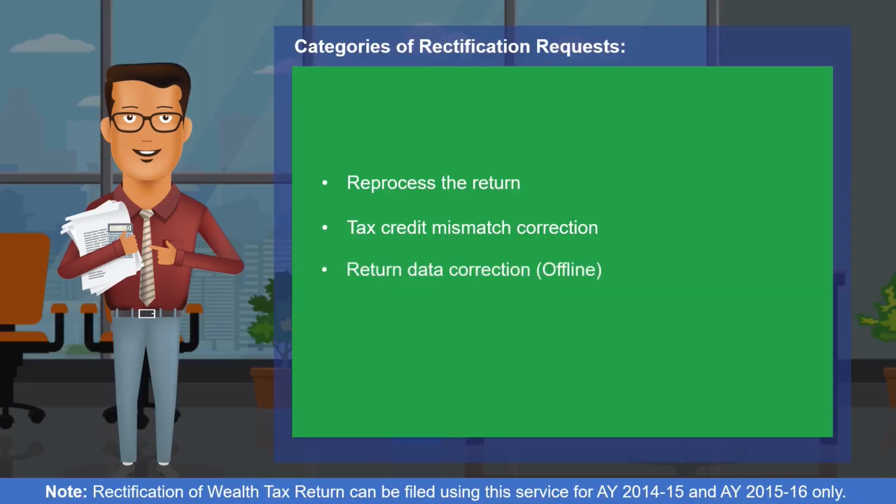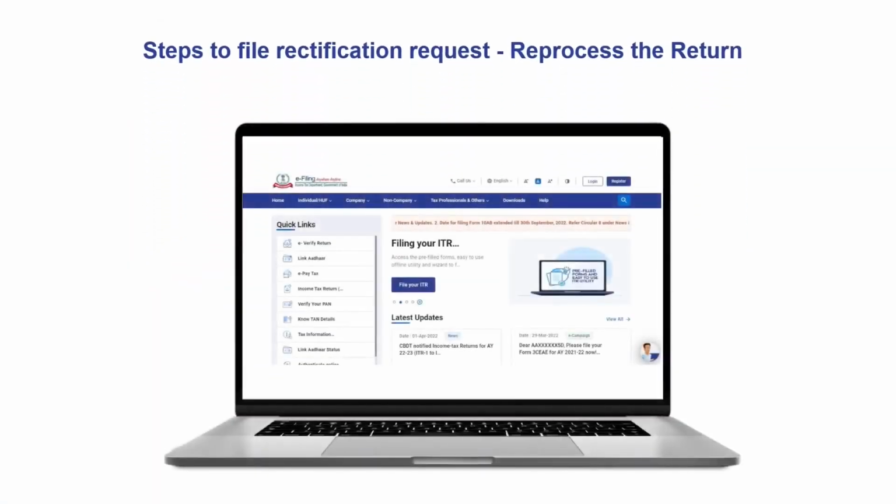There are categories of rectification requests. You can file a request to reprocess the return, or for tax credit mismatch, or return data correction offline. Let us look at the steps to file the first category of rectification request, which is reprocess the return.